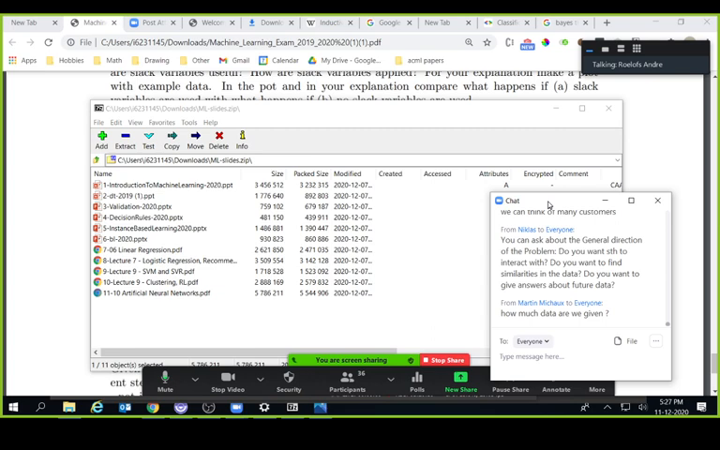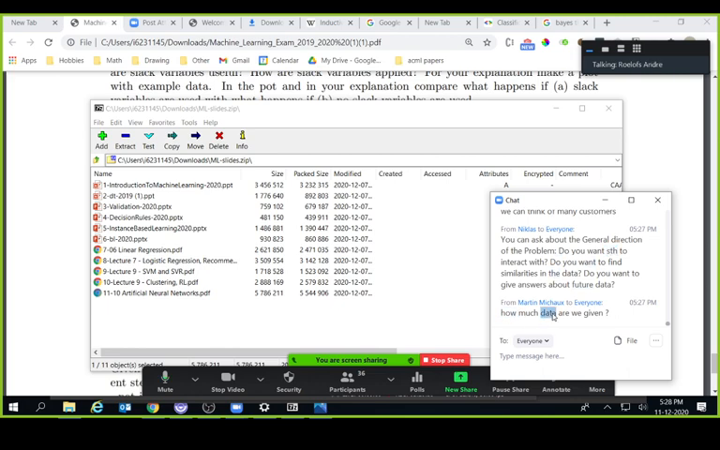How much data are we given? Okay, you can ask about the general direction of the problem. Do you want this to interact with? Do you want to find similarities in data? Do you want to give answers about the future data? Yeah, exactly. And then for each of those questions, you would basically find the machine learning technique you would use.